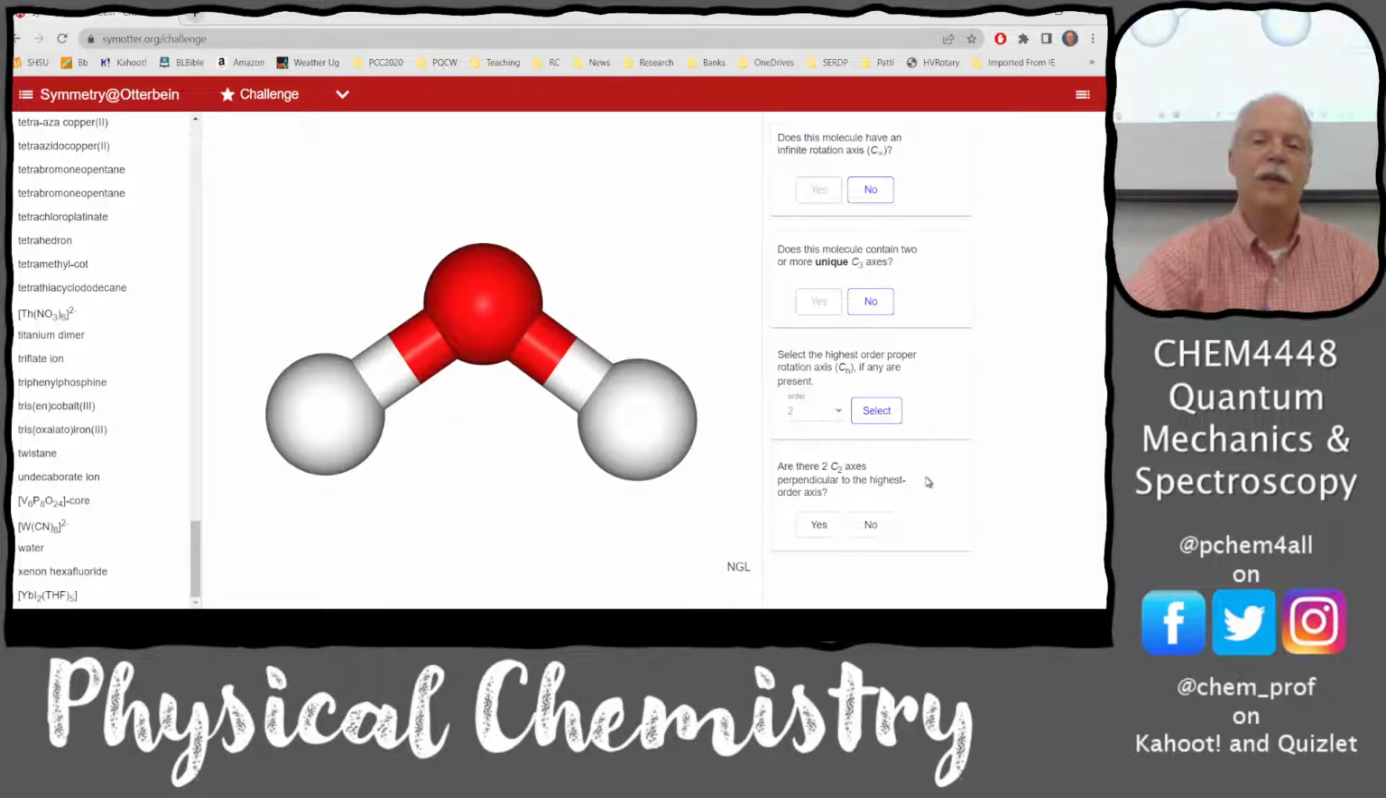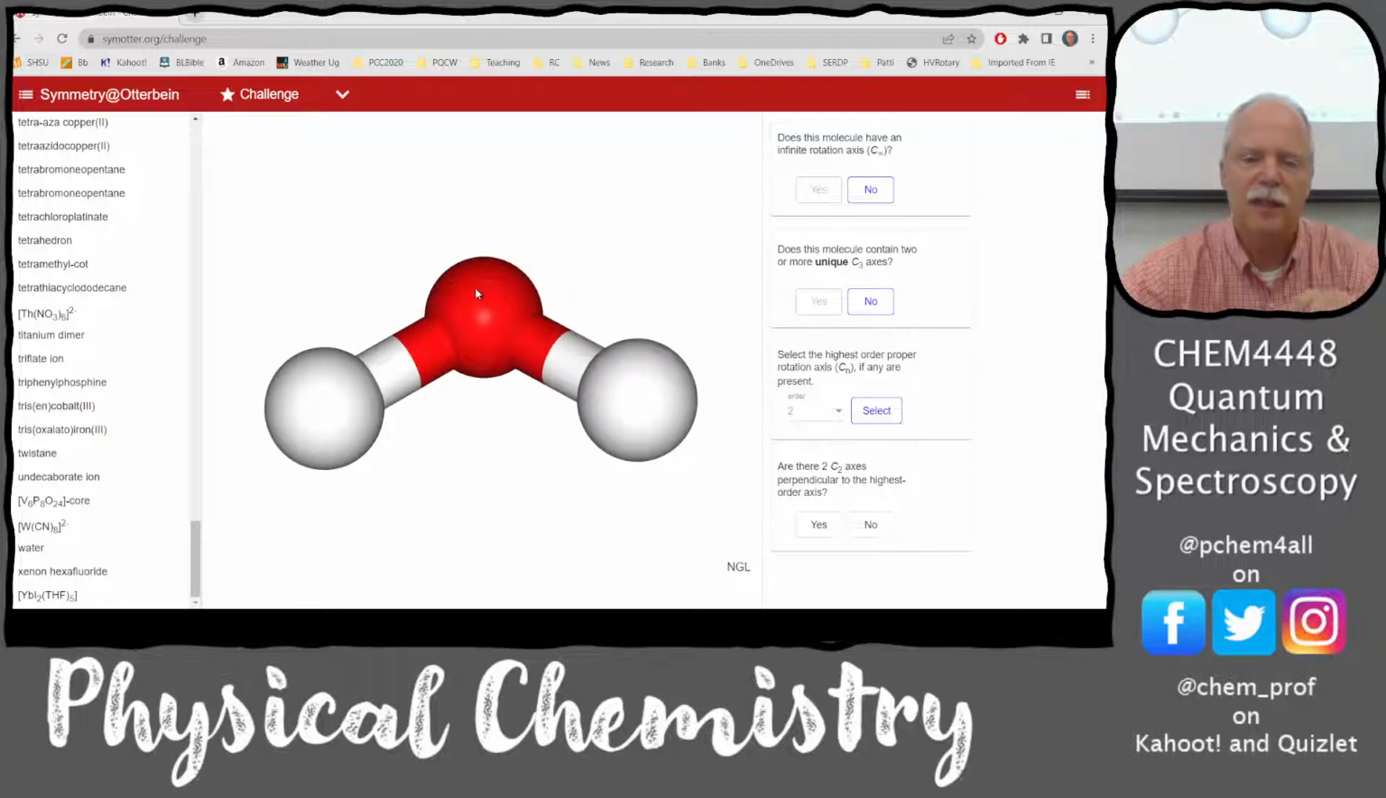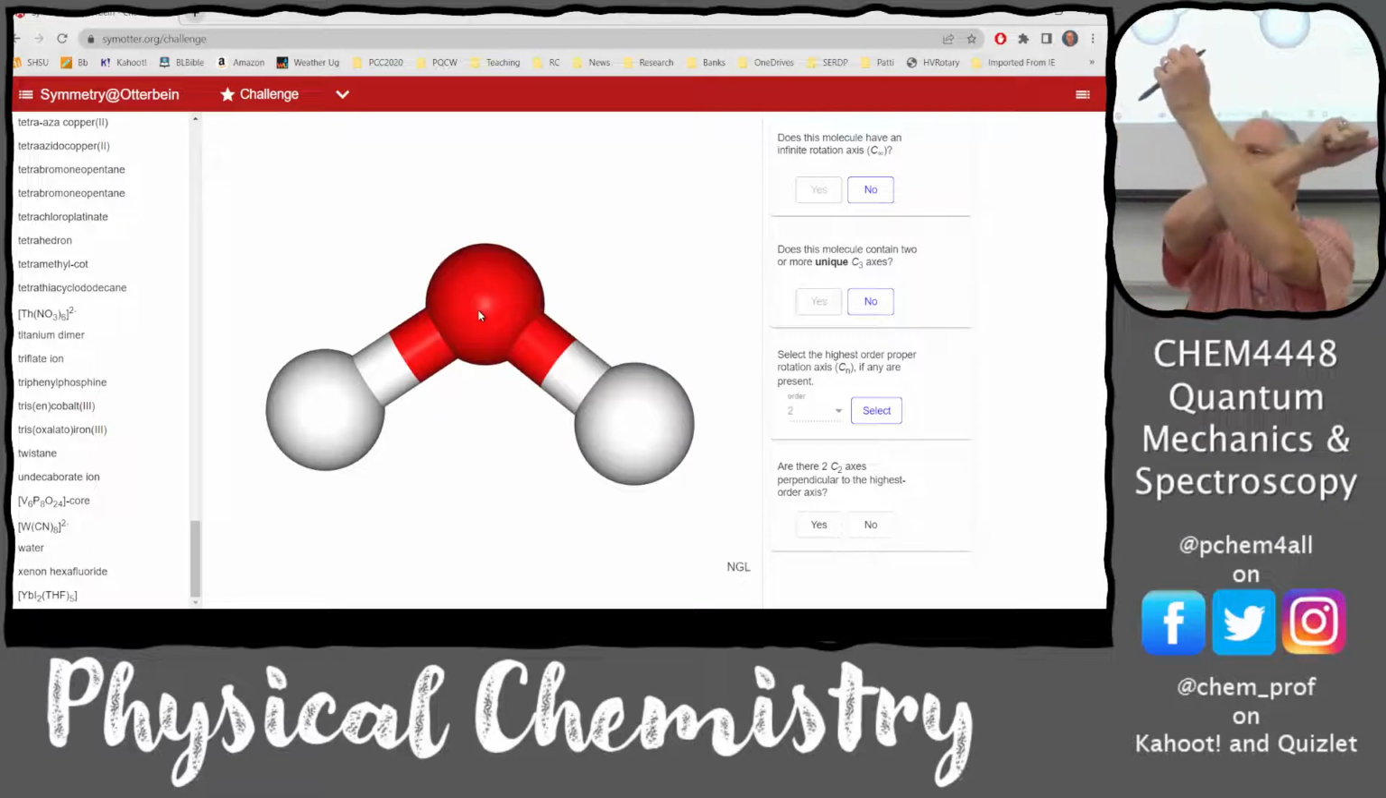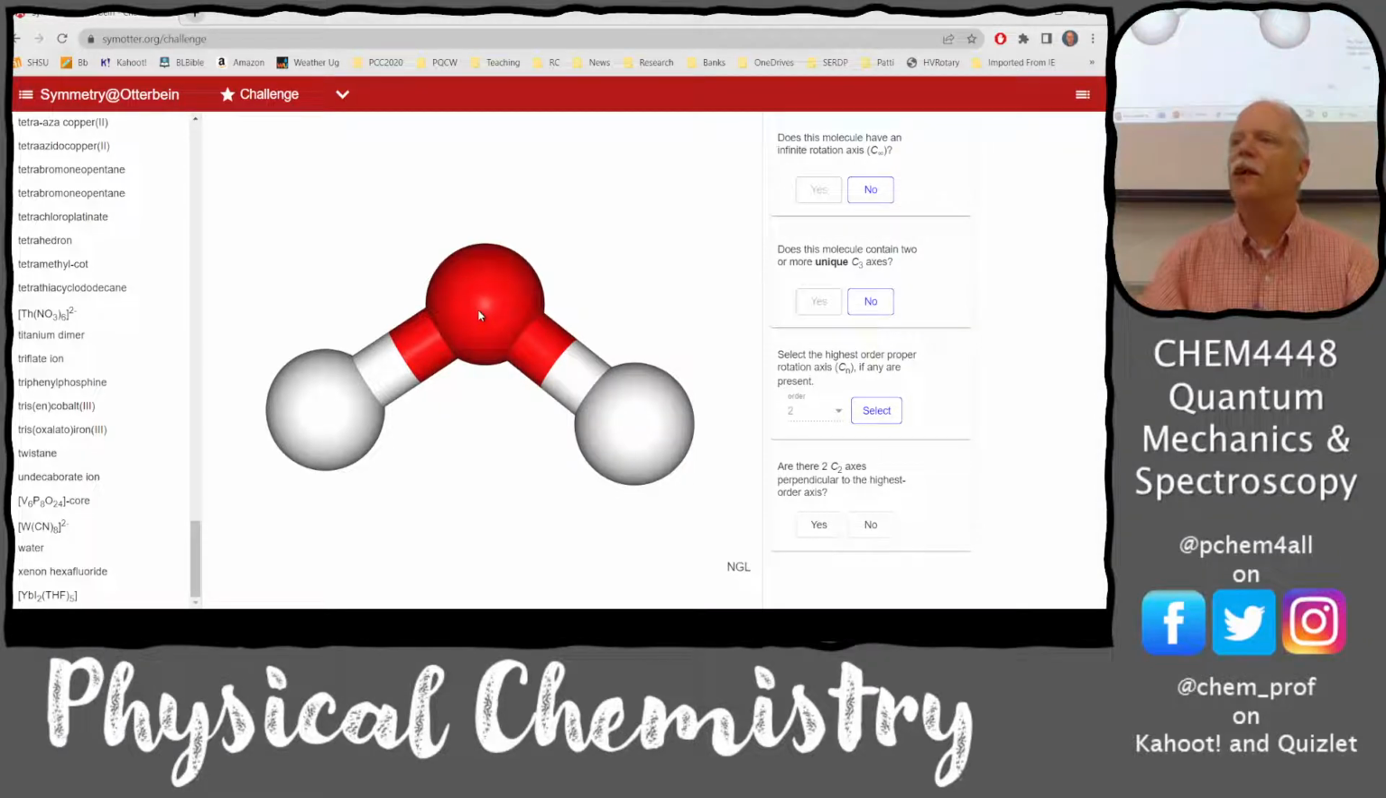I wish I could annotate my screen. If this is where the axis goes up and down, that's the vertical axis, and a horizontal axis would take those hydrogens and rotate them up. And there's no hydrogens up there to rotate into. So we can't have any perpendicular rotation axes if we don't have hydrogens on top of the molecule that this could rotate into. Okay, so we'll say no.